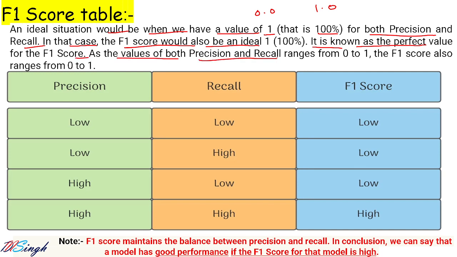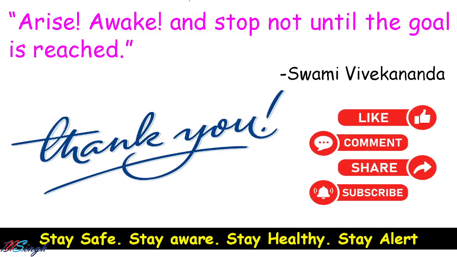As the value of both precision and recall ranges from 0 to 1, F1 score also ranges from 0 to 1. And high F1 score maintains the balance between precision and recall. In conclusion, we can say that a model has a good performance if F1 score value is high. Like if you are having F1 score value like 0.8 or 0.7 or 0.9, that is called good F1 score.